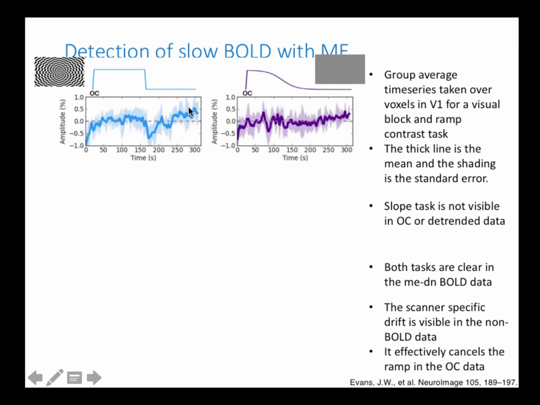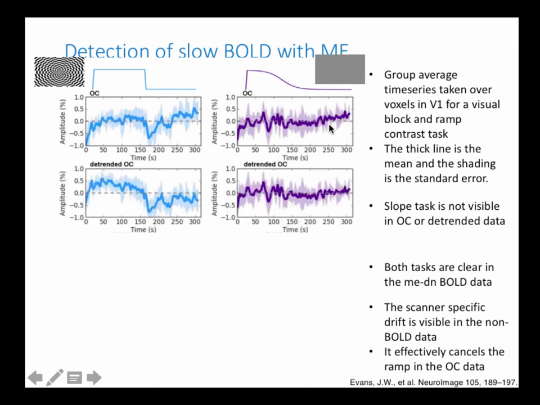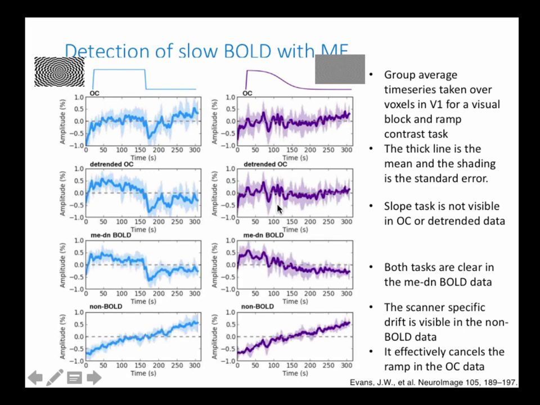If you look at the data, this is just the raw data that comes out, you can see that a blocked task, for example, looks pretty much like a block. You can kind of see that it's there, but this ramp task, you can't see at all, right? Now if you do some standard fMRI processing, the block is better resolved. But if you do the normal pre-processing, you still can't see this curve.